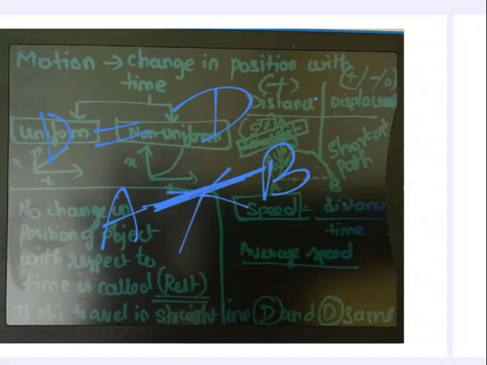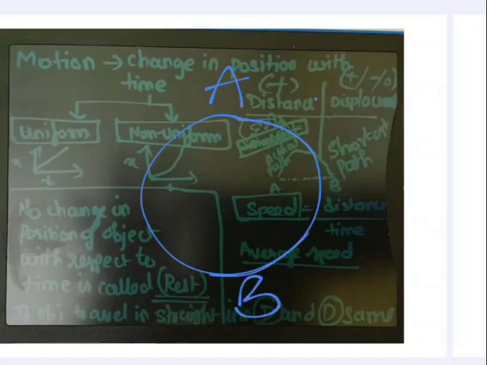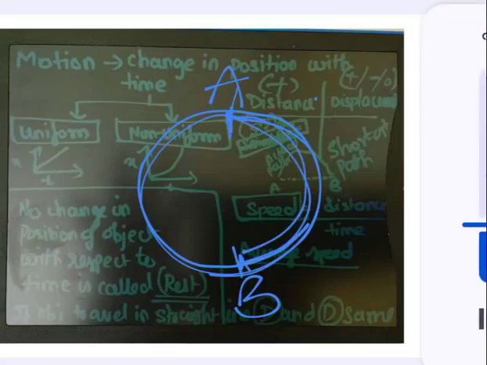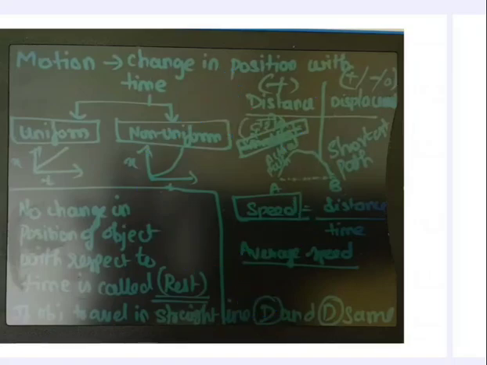Also, one more concept is that in a circular motion, here is a point A and here is a point B. If this is the distance between A and B, then this half portion which I am highlighting in red color is the displacement. That is, the shortest path will be the displacement. Hope this is clear. Now we'll move to the types of motion, which are uniform motion and non-uniform motion.